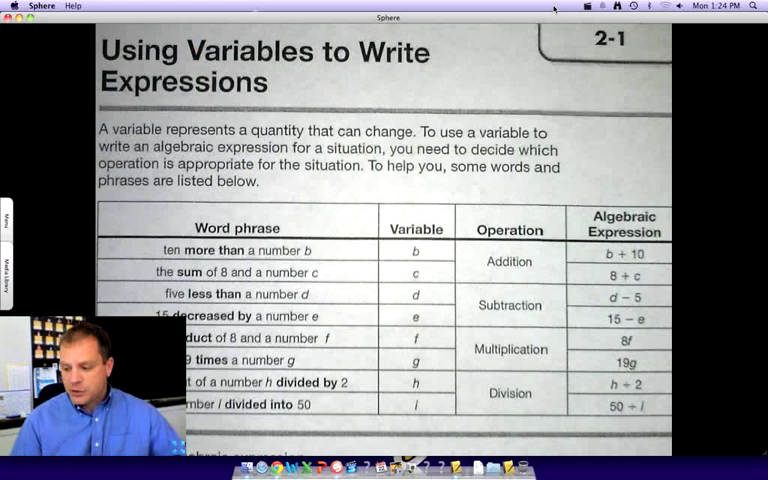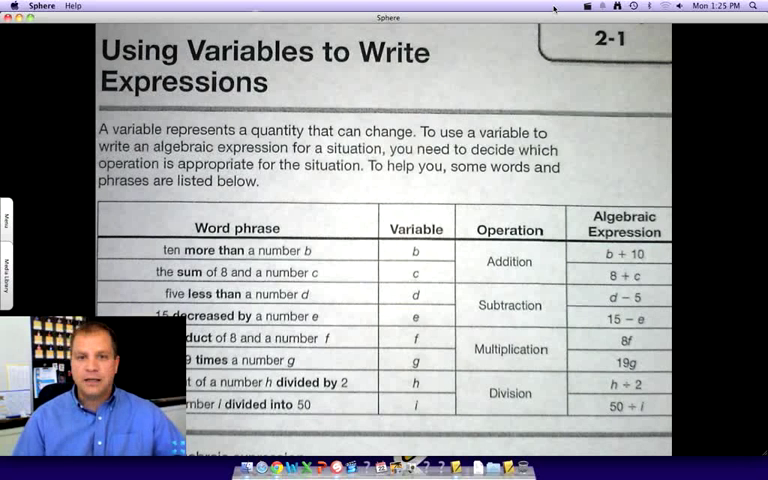Today's objective is for you to be able to write numerical expressions with variables to represent relations expressed verbally. One of those words in the objective, variables, is also a vocabulary term. A variable is a letter that is used to represent a number, and the number can vary, so it's represented again by the use of a letter.